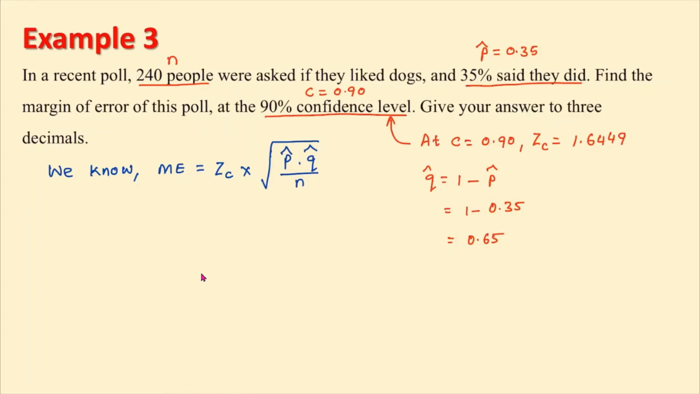So all we need to do is plug in the values and find that margin of error. So let's plug in Z critical, 1.6449, multiplied by the square root of P hat, which is 0.35, times Q hat, which is 0.65, divided by N, which is 240. Now we need to simplify this using a calculator. Upon simplification, you should get 0.051. Make sure you check it and verify that it must be 0.051. So the margin of error here is 0.051.